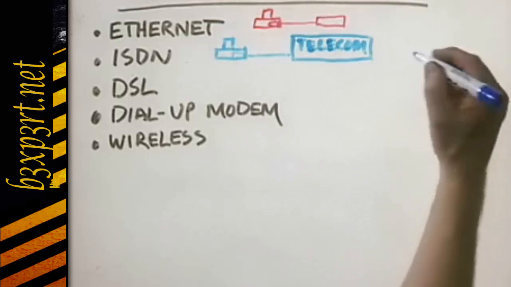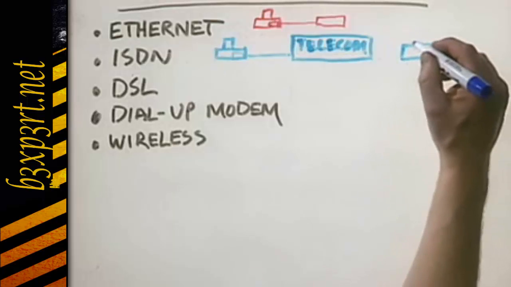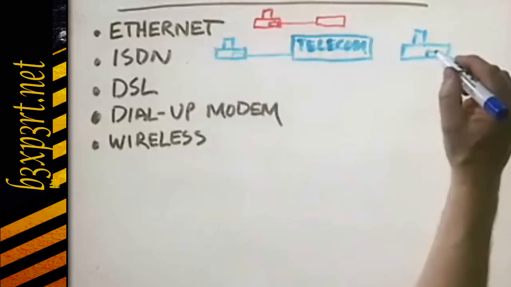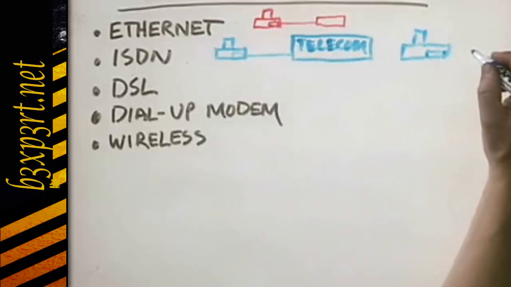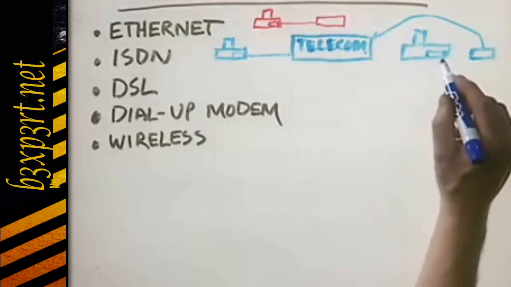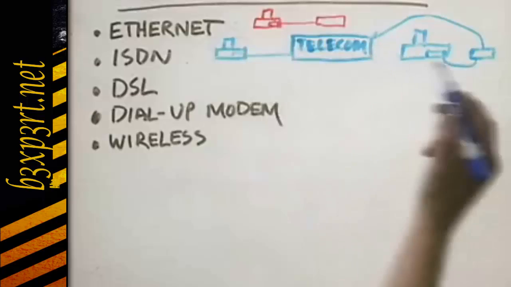Now, it's also possible that with an ISDN connection, you could have a host, and then you could have an Ethernet interface installed in the host. Then you could have an external ISDN connector right here that connects to your telecommunications provider, and then you connect your host workstation to this external interface using an Ethernet cable.